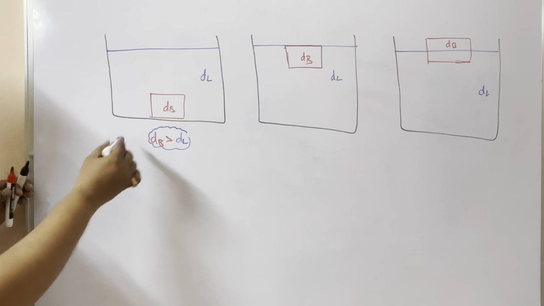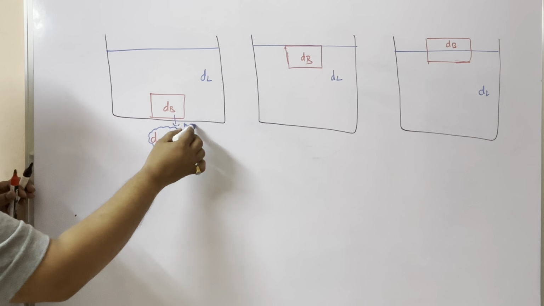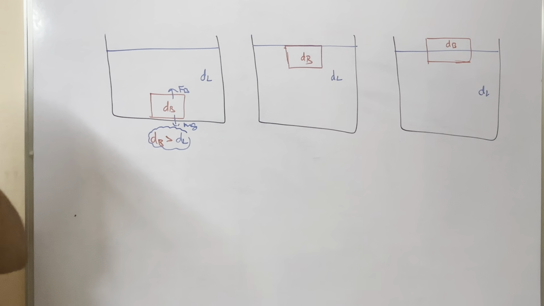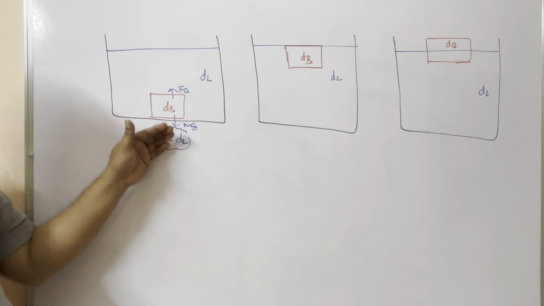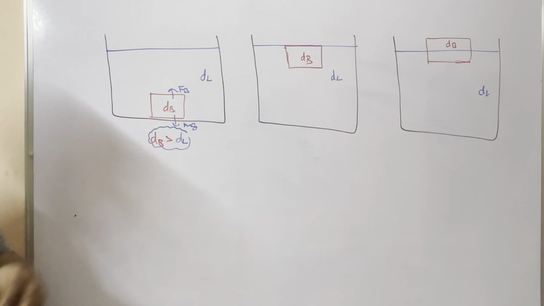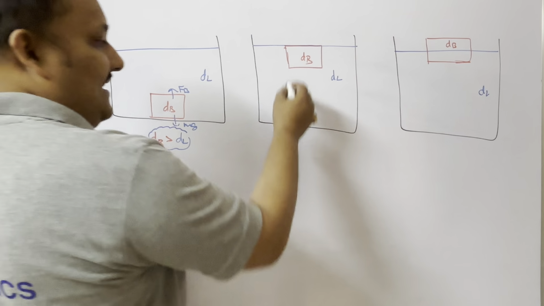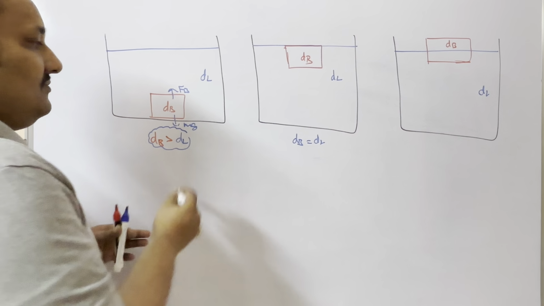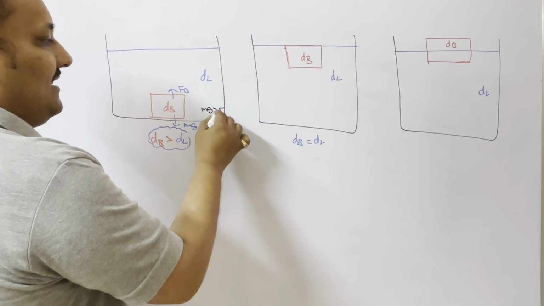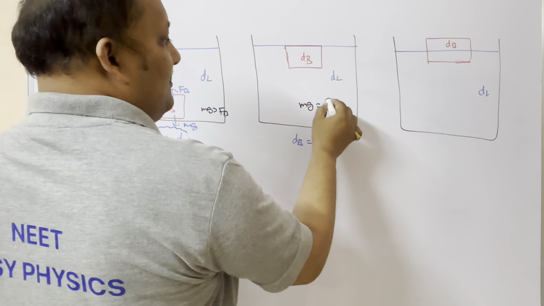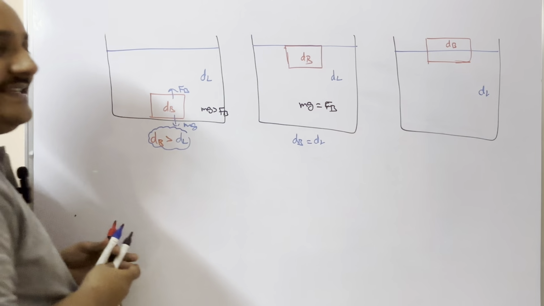So what is going to happen? Weight is going to act downwards. Buoyancy force is going to act upwards. Here, which is bigger, which is higher? Weight is more than buoyancy force whenever the density of the body is greater than the density of the liquid. So in this case, the density of the body is equal to the density of the liquid. Here mg is greater than FB. Here mg is equal to buoyancy force exactly.